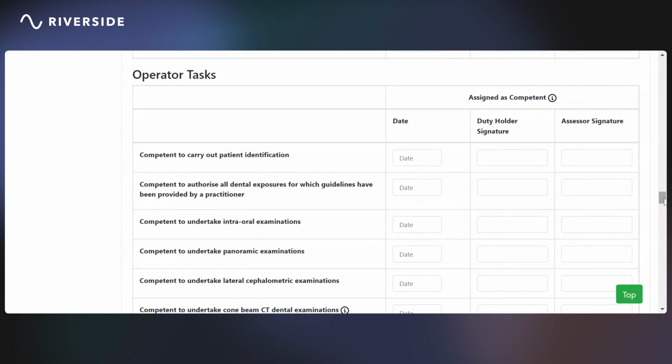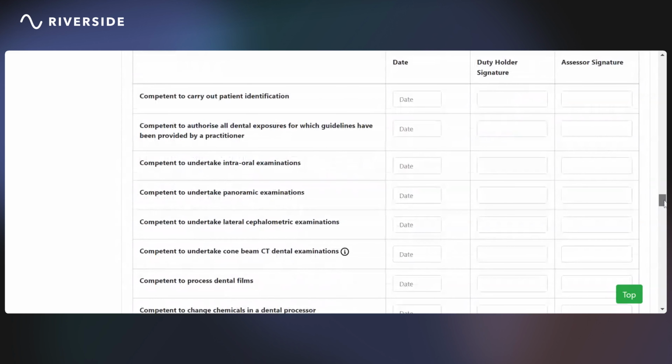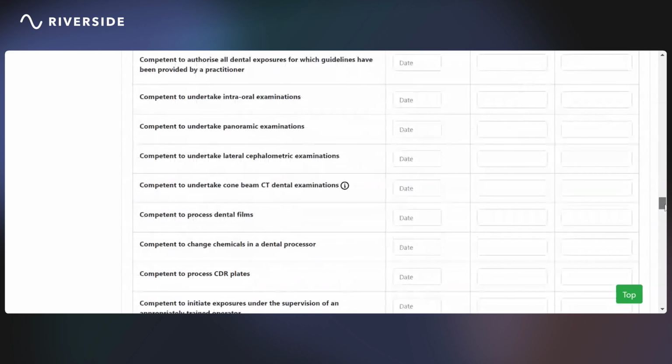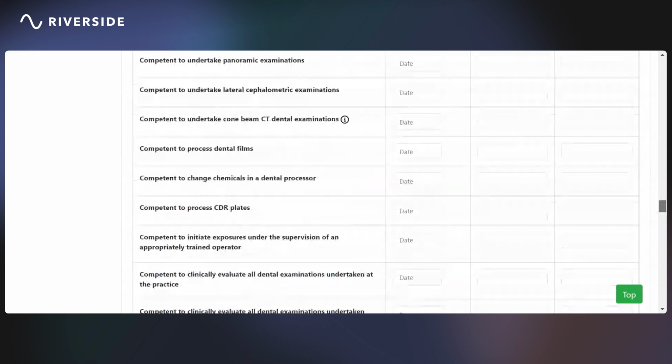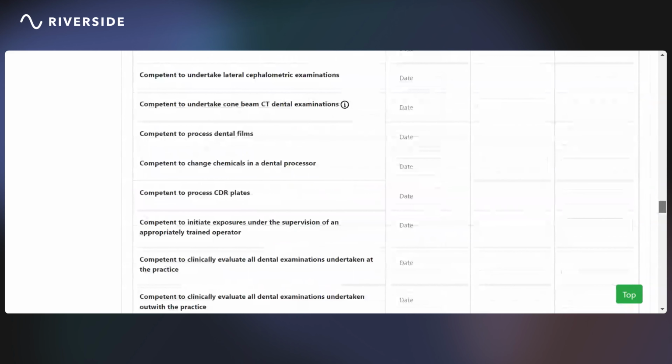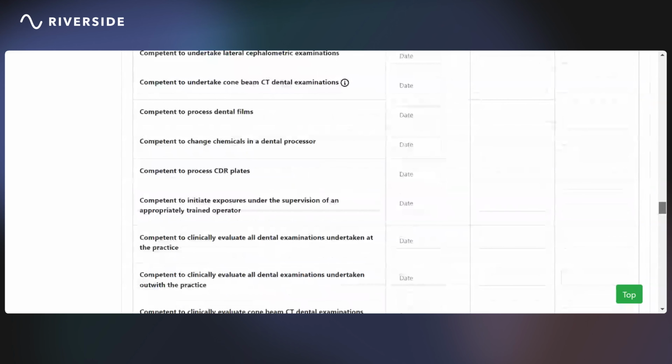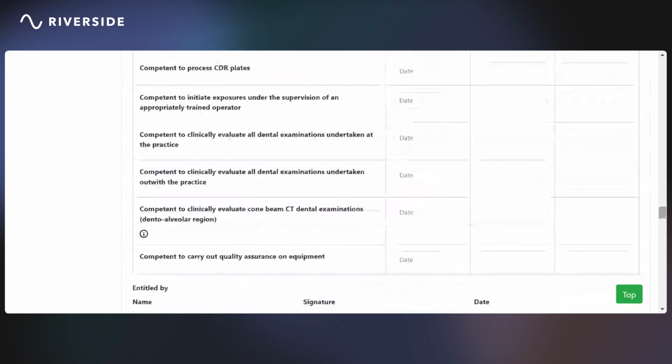And you'll see there's various different duties listed here under the operator, such as processing films if you still use wet chemistry, processing CDR plates, computed digital radiography, phosphor plates, right through to clinically evaluating the radiographic image, whether that be standard 2D imaging or cone beam CT imaging. And finally, we have competent to carry out quality assurance on the equipment. And this, as we remember, is for one member of staff.